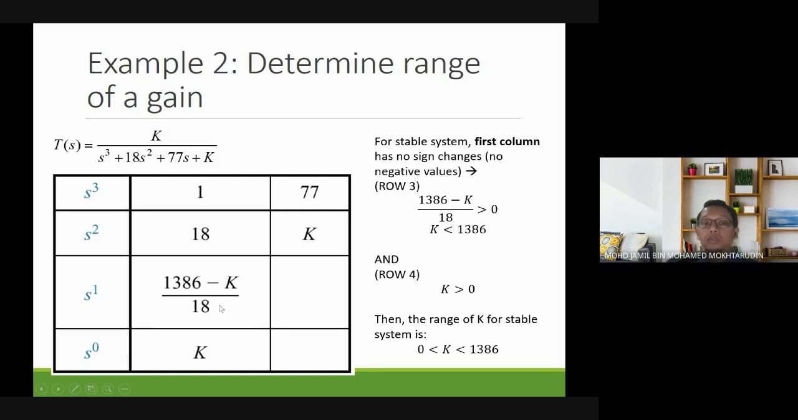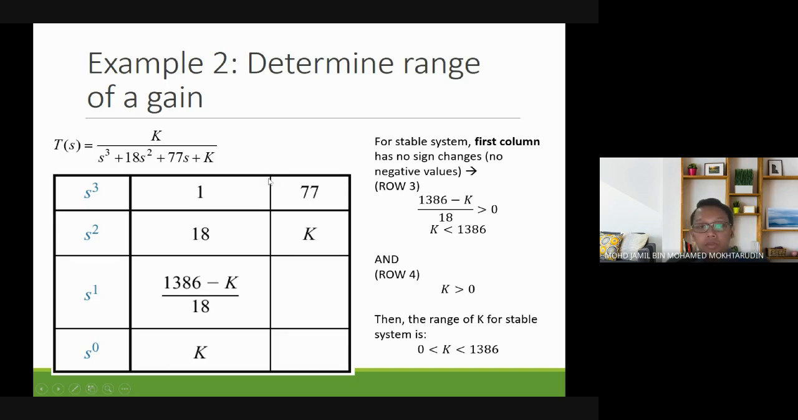And you need to look at the last row, row S0. So K here must also be positive, because if this is negative, then there's a sign change from S1 to S0. Then the system is not stable. So K must be positive, so K bigger than 0. Then you combine the range. So the range of K for a stable system is between 0 until 1386. Okay, so that's how you determine the range of K from the Routh table.